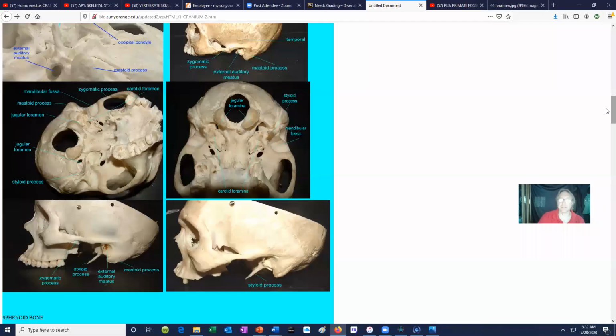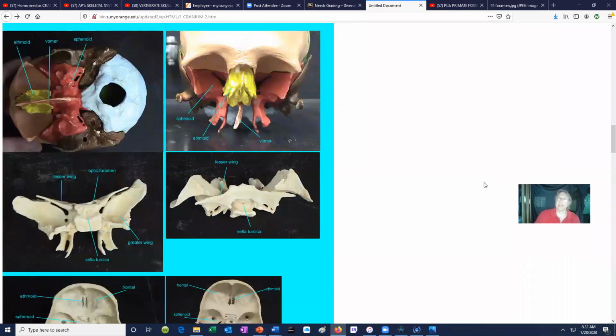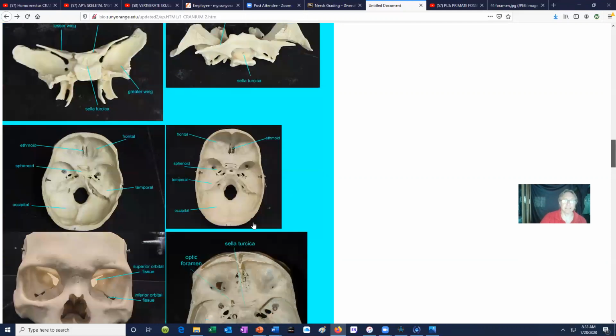The next two bones are difficult to see unless you remove the face. So here in pink, you see the sphenoid bone. All right, and the next one will be the ethmoid bone, but notice that the face has been removed, and now you can better see them. Notice that the sphenoid makes up part of the orbit, but once again, without the face, you can see this better.